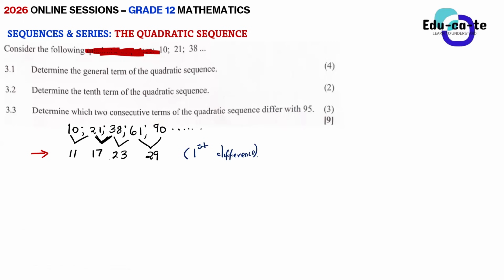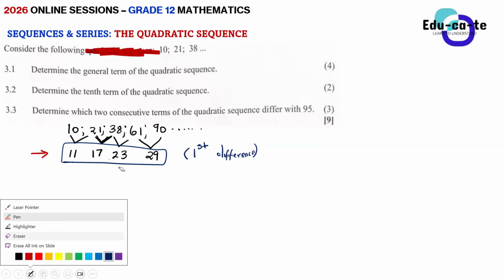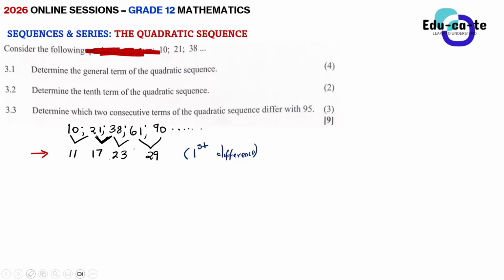Now you are still attempting to see if you can establish a common difference. You now consider these numbers, 11, 17, 23, 29, as a sequence on its own. If you find the difference between consecutive terms in the same way, you are going to say 29 minus 23. That is going to give you 6. 23 minus 17 is still going to give you 6. 17 minus 11 is still going to give you 6.